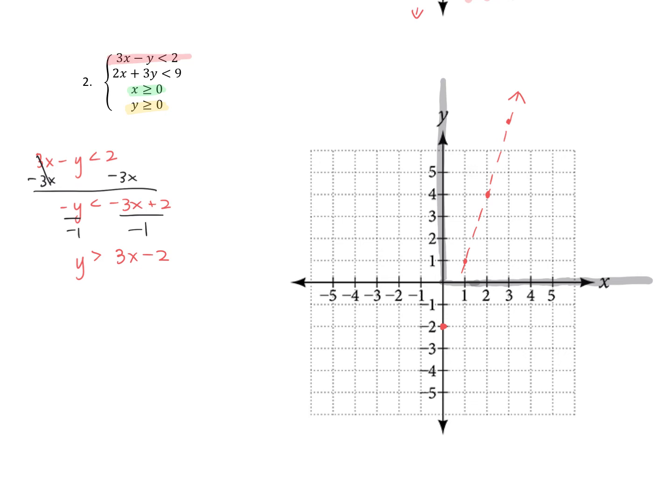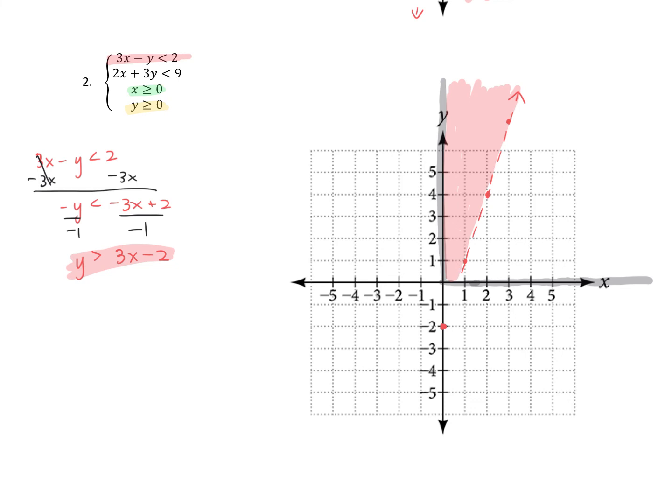Okay, now I need to figure out how I'm going to shade. So this is y, and I'm going to look at my transformed inequality, not my original. If I'm going to look for shading purposes, I have to look at the inequality that has the y isolated. So this is y is greater than 3x minus 2. So that's going to be everything above that red line. It's everything above the red line. And remember, I'm not even going past the y-axis because I already said that that's a constraint. So everything in this section would be included.